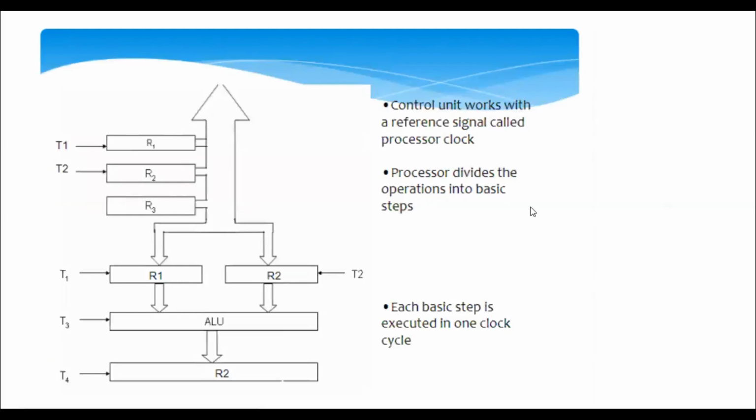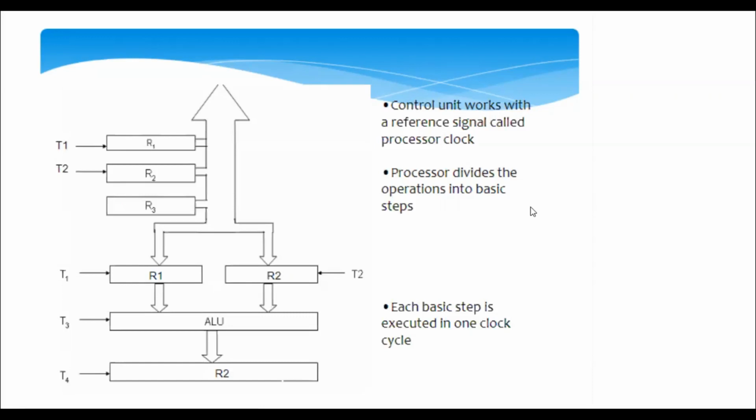So the control unit works with a reference signal called the processor clock. The processor divides the operations into basic steps, and each basic step is executed in one clock cycle.